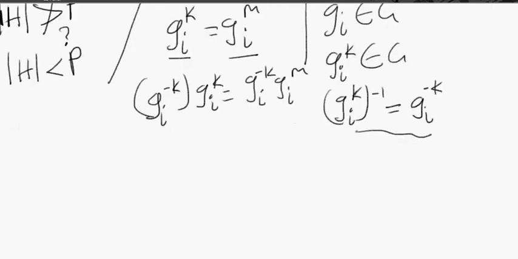If this is true, aren't we saying that, what's g sub i to the minus k times g sub i to the k? Is it 1? So are we saying that 1 equals g sub i to the m minus k?